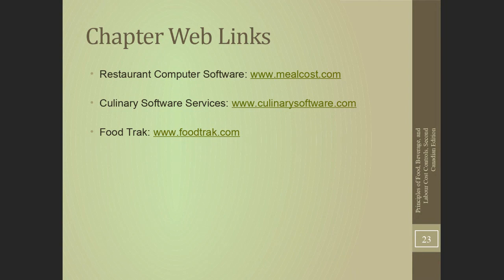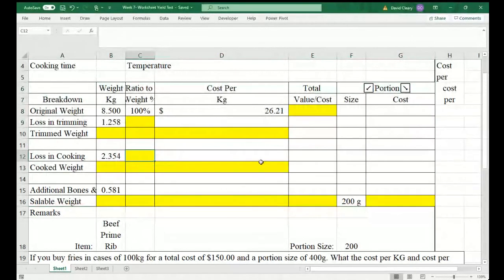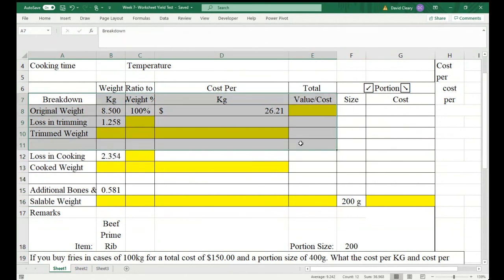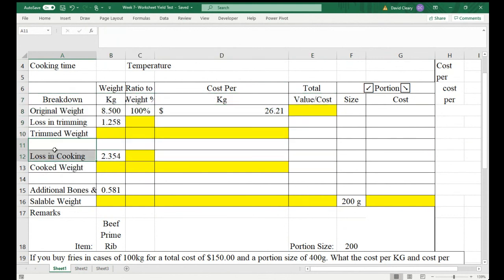All right. So here's a yield test. This whole thing is a yield test for a beef prime rib. You have all of the items for the test. You'll notice that the first portion of the yield test is actually the butcher test. The last part of the yield test is the cooking loss test. So again, these are just two tests that have been smashed together.